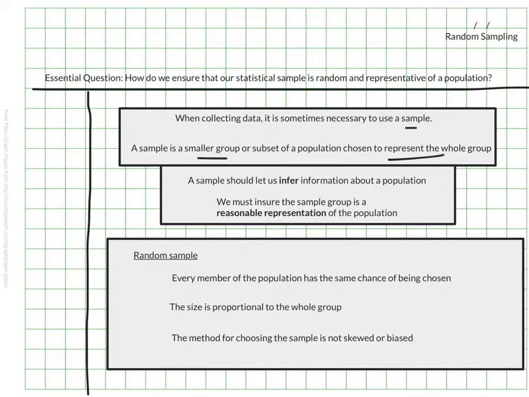When we think about creating a random sample, there are a couple things that we keep in mind and some goals that we have. One is that every member or every part of the whole group has the same chance of being chosen for that sample. The other is that the size of your sample is proportional to the whole group. And the goal here is that we want to make sure that the sample group does not have any bias or produce any skewed results.